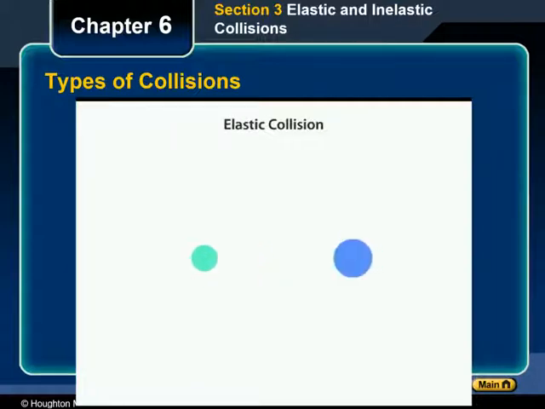During an elastic collision, the objects bounce apart and move separately. There is no change in the total kinetic energy.